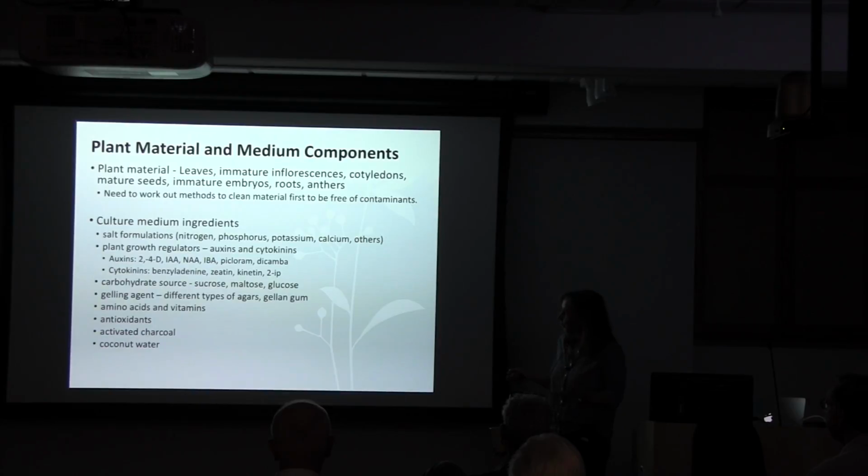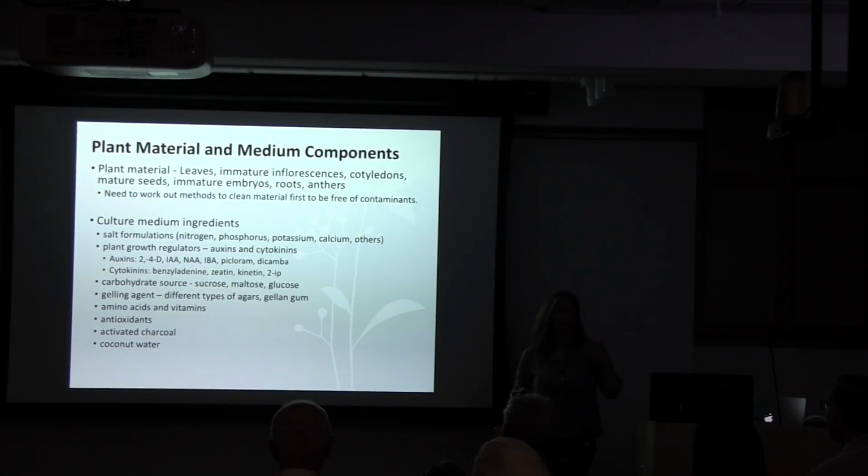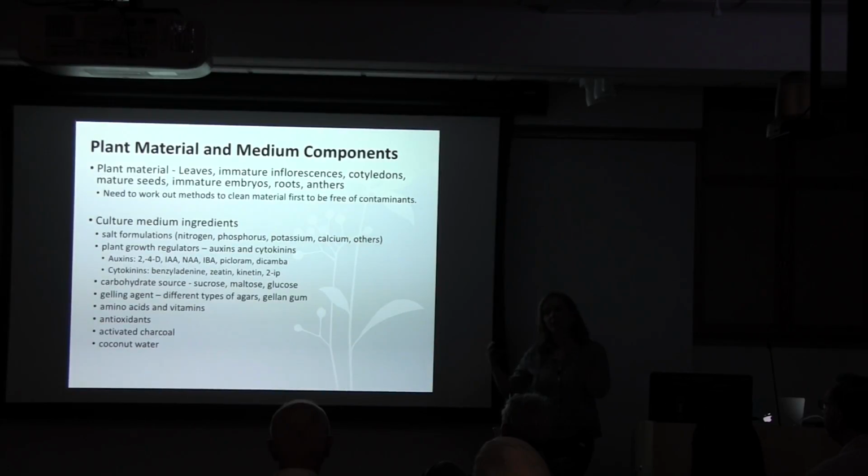One of the most critical parts of the medium is the plant growth regulators. And there are two categories: auxins and cytokinins. And these are an example of some auxins, and these are some cytokinins. So when we're working with these methods, it's not only the choice of an auxin or cytokinin that can make a difference. It's the combination, it's the concentration, it's the ratios. Sometimes we'll start out with an auxin, but then move to a cytokinin. So it really depends on the plant species that we're working with.